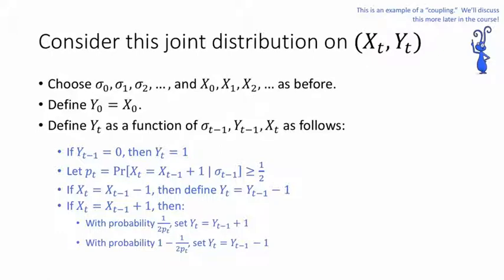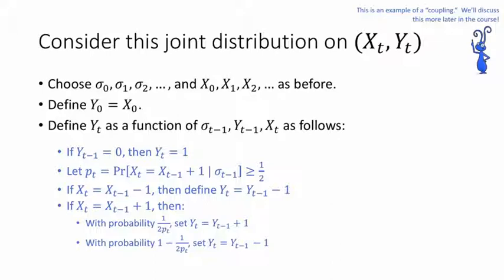And then we're going to do the following. Let's define p sub t to be the probability that x sub t is equal to x sub t minus 1 plus 1, conditioned on sigma t minus 1. And notice that by our claim earlier, p sub t is going to be greater than or equal to a half.